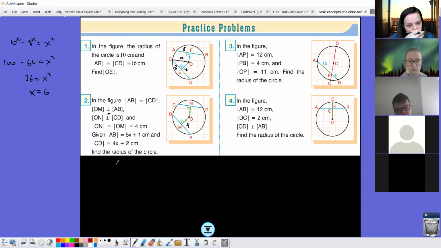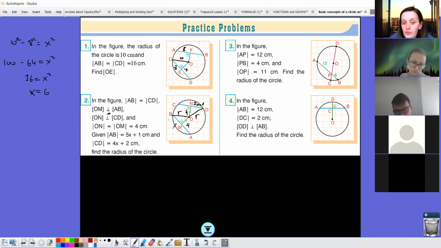4x plus 2 over 2. Teacher, Pythagorean theorem. Look here, OM is 4 and ON is 4, we know this one. I'm going to draw the radius from O to D. And CD is 4x plus 2. The half of it, what will it be? 2x plus 1. Here we have 2x plus 1. In the other part, again, I will draw the radius from O to A or from O to B, doesn't matter which one you want. Here, let's say this is R, and this one will be R.